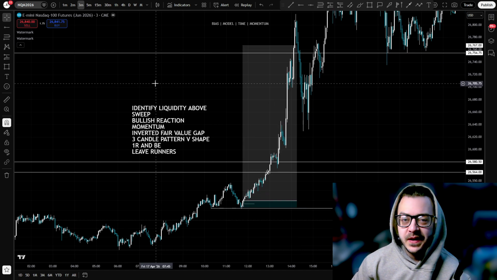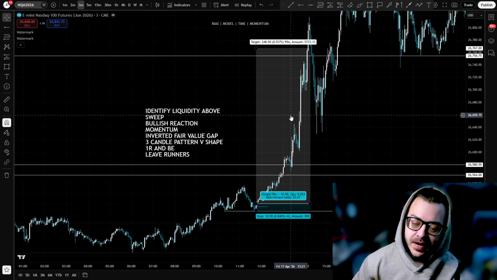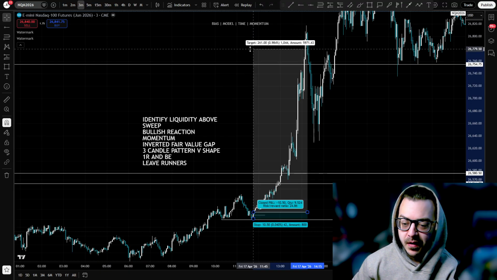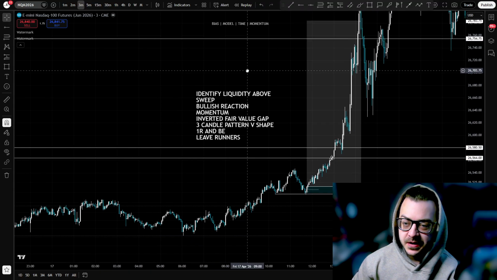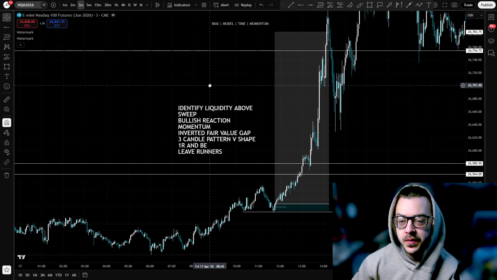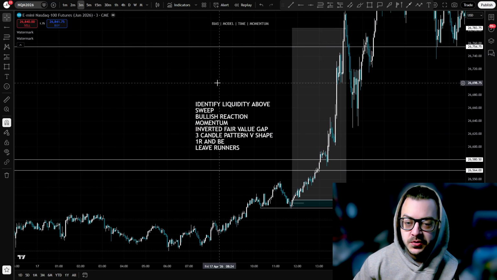Okay, let's do trade of the week for last week, which was, of course, this ridiculous trade I took for about 30R in the end, or maybe at least 25R. But this was basically the most ridiculous trade I've ever taken, and I'm going to walk you through why I took it. So very simply, these are my rules. We're going to walk through them now. I'm going to show you why I took this trade.